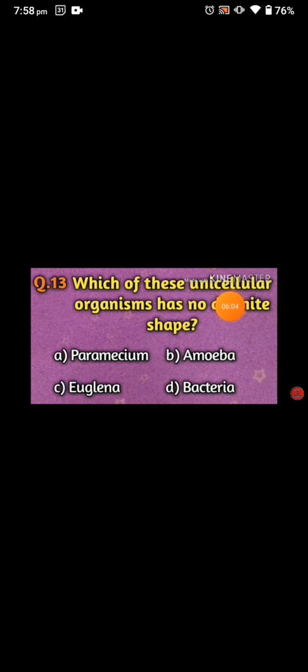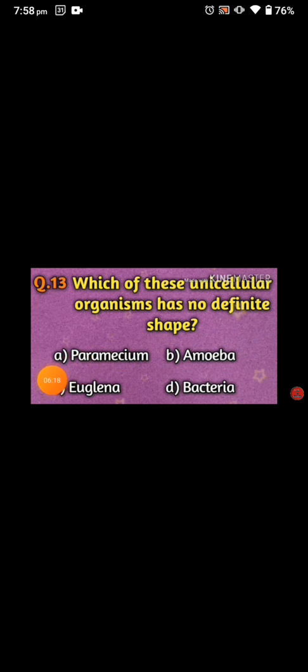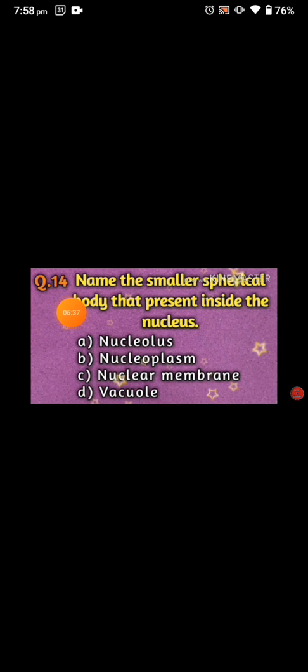Which of these is a unicellular organism with no defined shape? Unicellular means a one-celled organism. I told you, amoeba has no defined shape. It has no definite shape. It can change its shape anytime, any way. It is a one-celled organism, unicellular. The answer is amoeba.